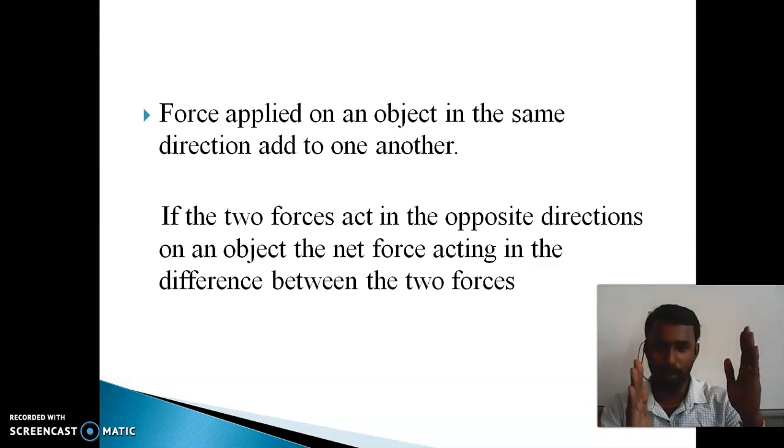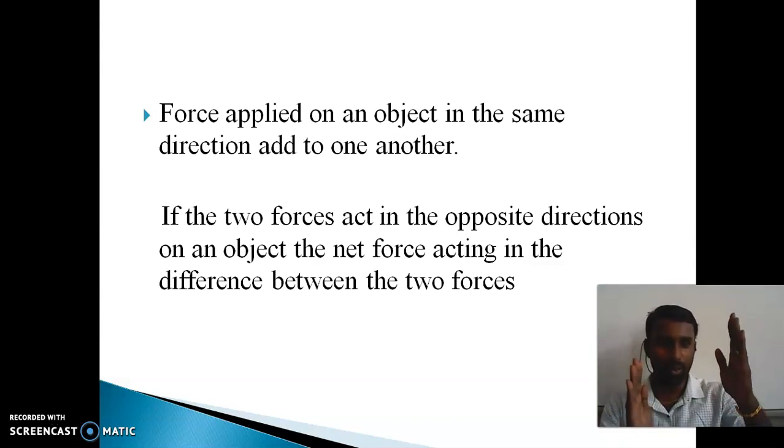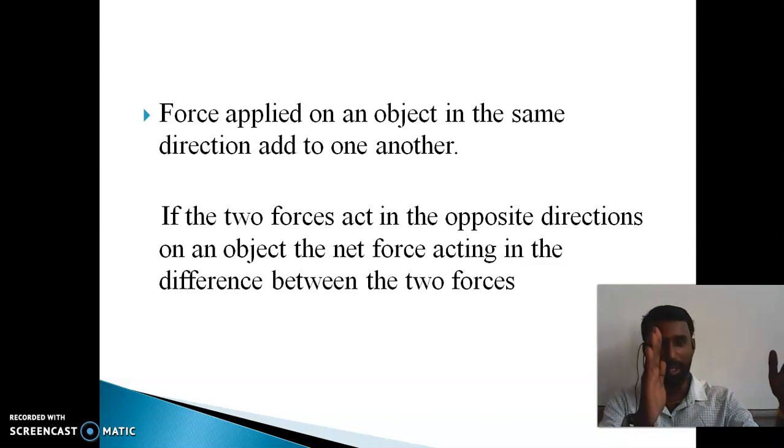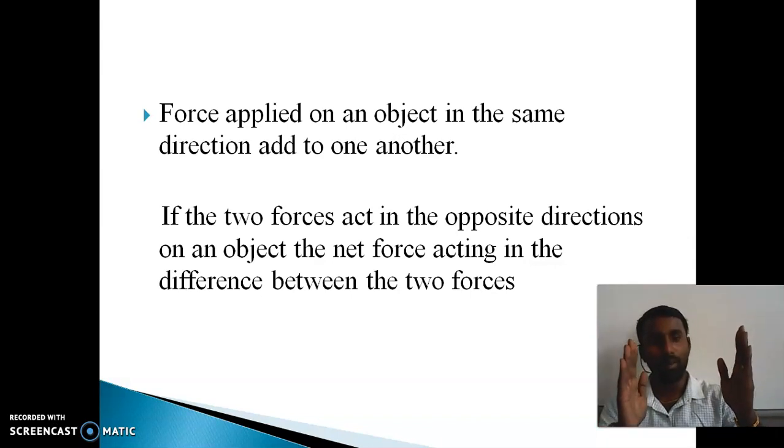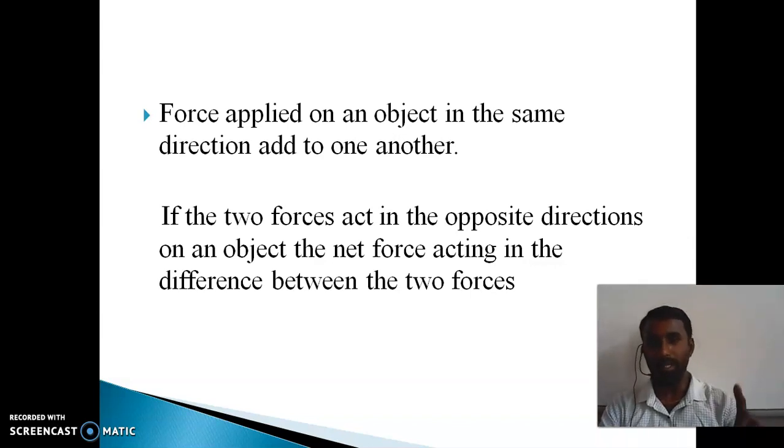But what will be the net force? The net force, which amount of force can cause the movement? Here 8 Newton, here 5 Newton, so the object is moving in one direction. 8 Newton minus 5 Newton, what is that value? 3 Newton. That 3 Newton force causes the movement in that person's direction. It is very important: if the people are applying forces in one direction, we have to add. If they are applying the force in opposite directions, we have to subtract the lower one from the higher one.